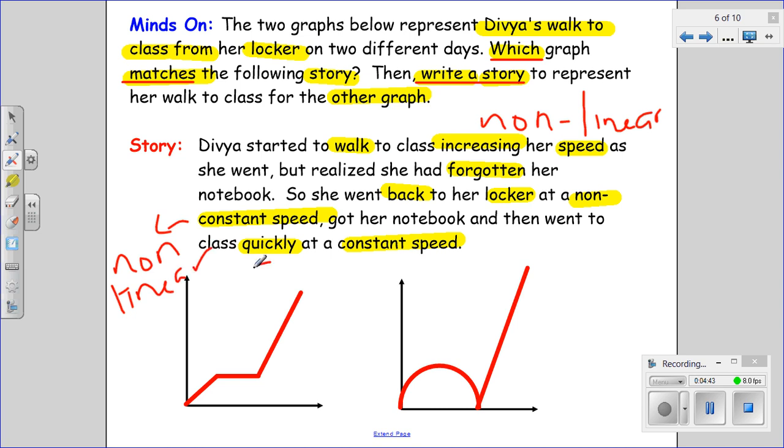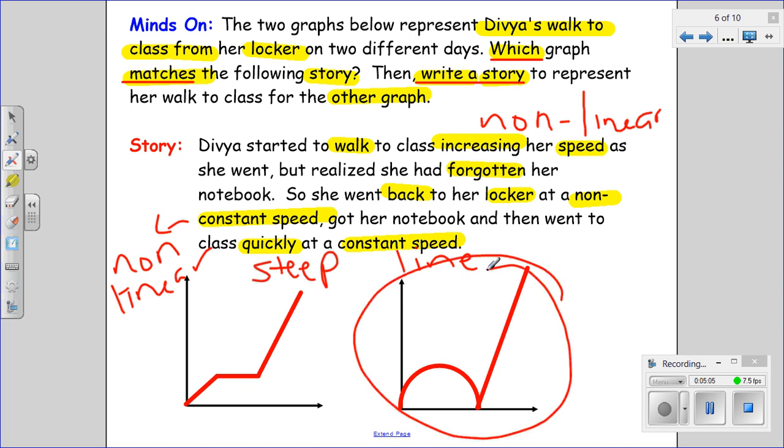And quickly means it's going to be a steep line, or steep, and constant speed means it's going to be a line. So if we look at those, pause the video, decide which one you think that applies to. Only one of them can match because only one of them has differing speeds. And that, of course, is this graph right here. Now, if we look at the other graph, we know it's all straight lines, which means constant speeds.